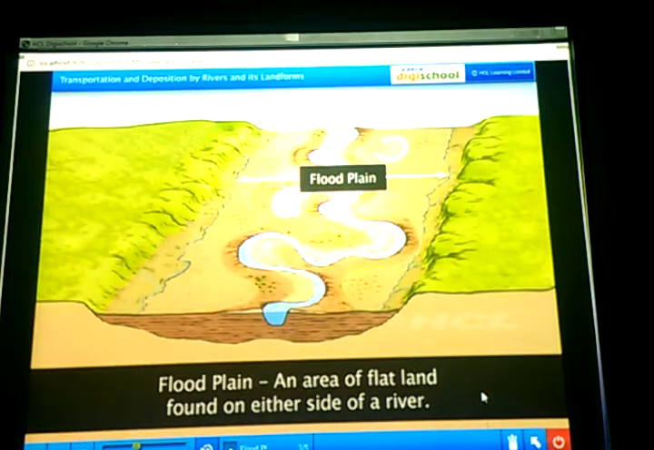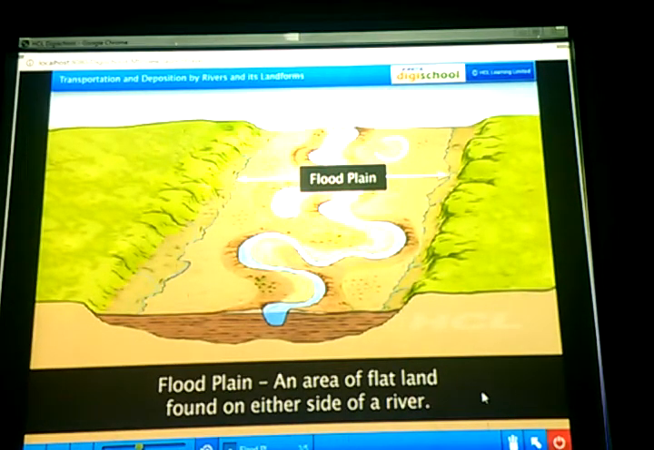Extensive deltas have been formed along the mouths of the river Ganga, Godavari and Kaveri.